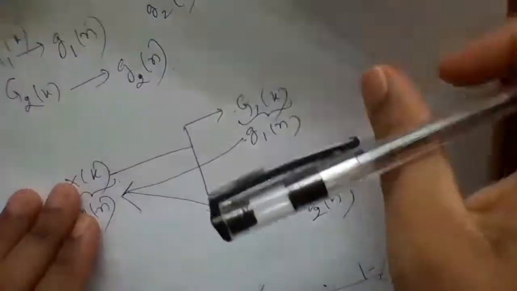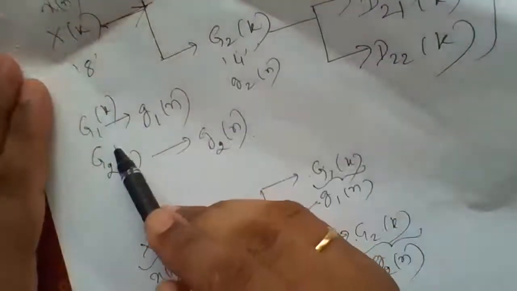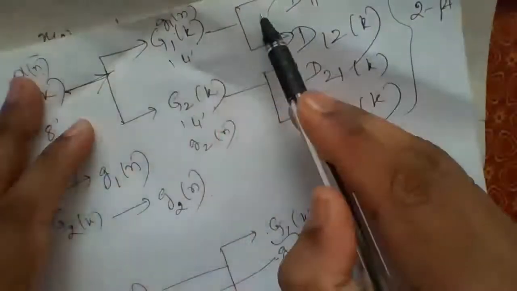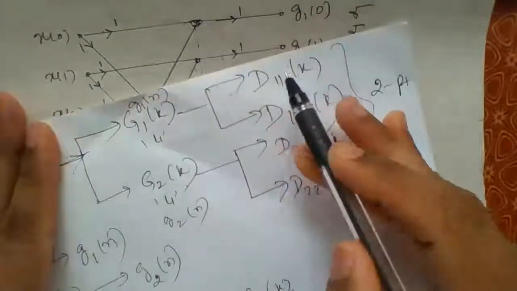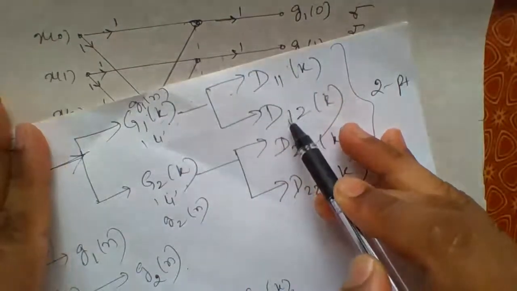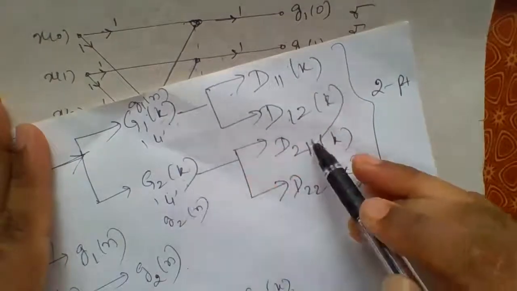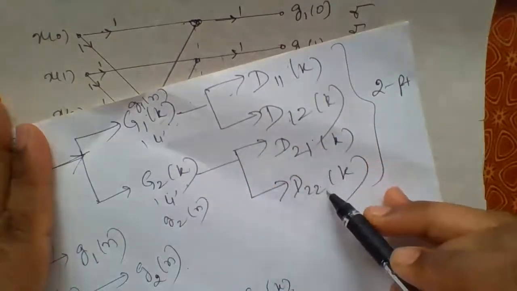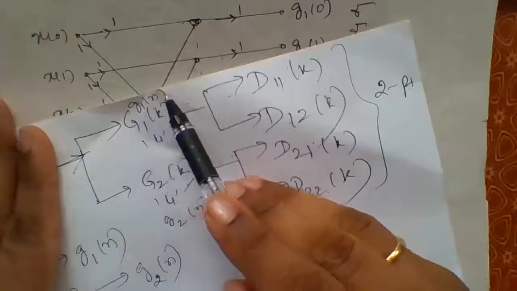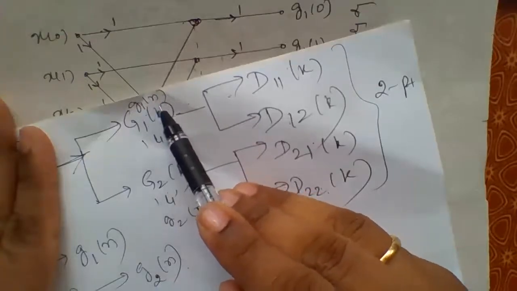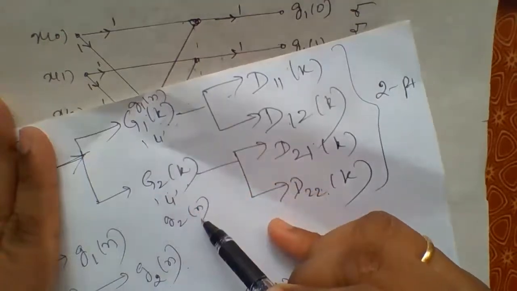Okay, so g1 of k is again decimated into two parts. What are those? d11 and d12. Similarly g2 is also decimated into two, d21 and d22. So therefore obviously we have equivalent representations for g1 of n and g2 of n.